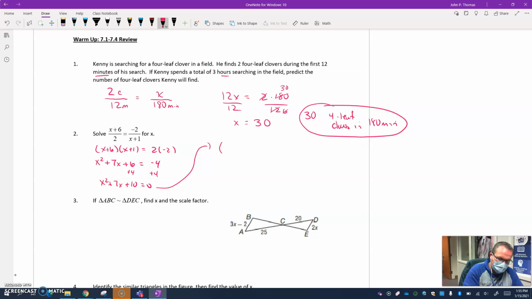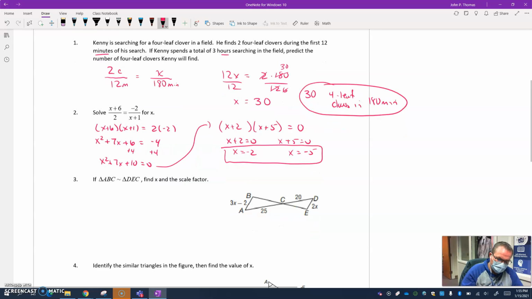Alright, now I've got a quadratic to solve, so I'm going to choose to solve this one by factoring. Alright, and it's an x plus 2 and an x plus 5. So x plus 2 equals 0, x plus 5 equals 0, x equals negative 2, x equals negative 5. Alright, so those are my 2 solutions for that particular proportion.